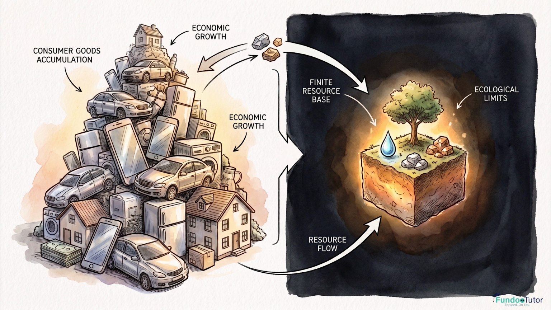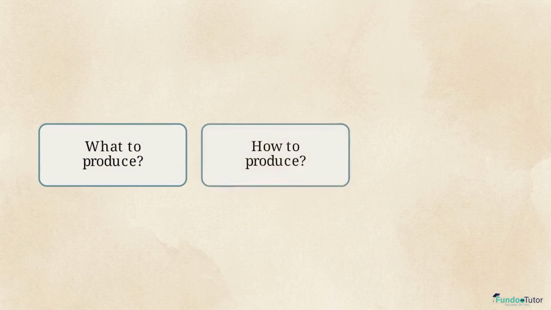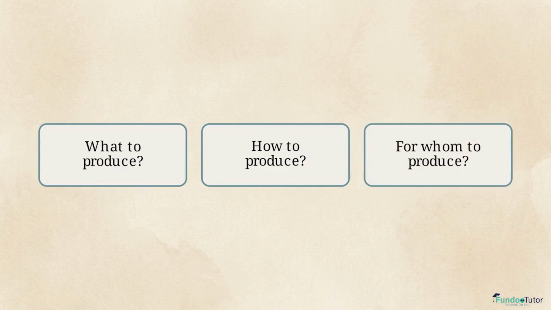Every country on Earth faces the exact same problem: scarcity. We have infinite wants, but only finite resources to fulfill them. To solve this problem of scarcity, an economy has to make three core decisions: what to produce, how to produce it, and for whom to produce it.